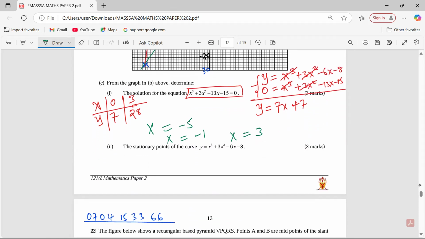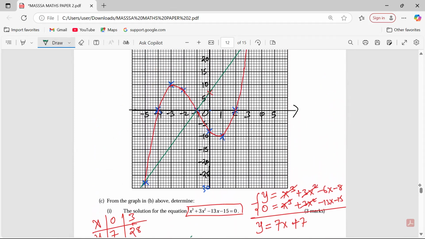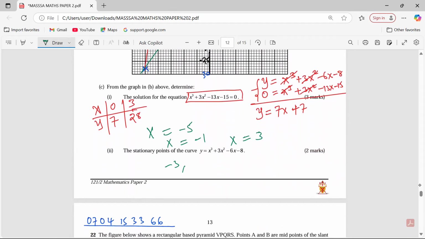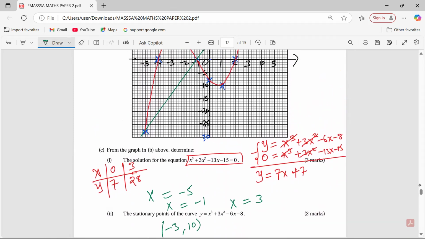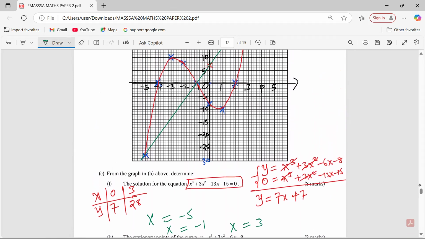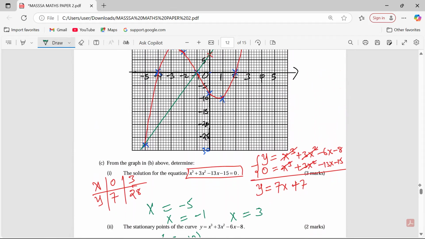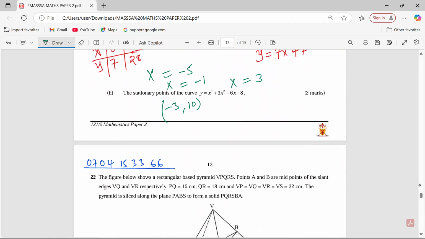The other thing that we are determining from the graph is the stationary points. Stationary points are the turning points of a curve, and those ones will be given as coordinates. So the first coordinate where the curve is turning is negative 3, 10. Being a cubic curve, it has two turning points. So the other turning point is 1, negative 10. So those are the stationary points of the curve.